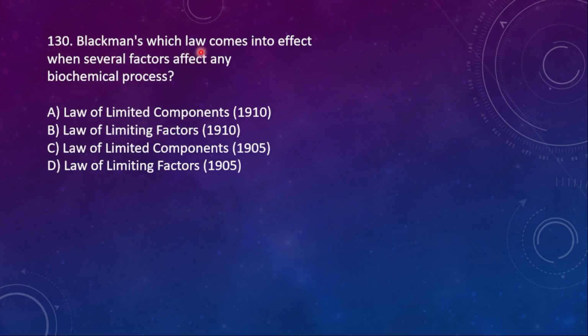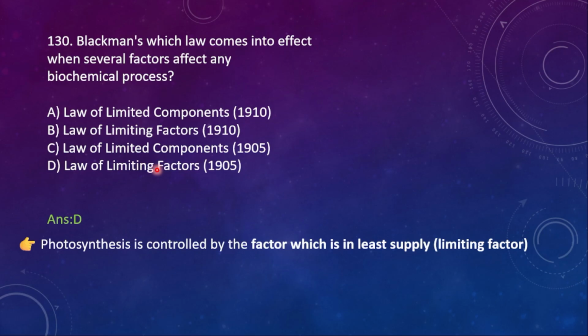130. Blackman's law comes into effect when several factors affect any biochemical process. A. Law of limiting components. B. Law of limiting factors. C. Law of limiting components. D. Law of limiting factor. Here the year is different, so the last option is right, the law of limiting factor, 1905.